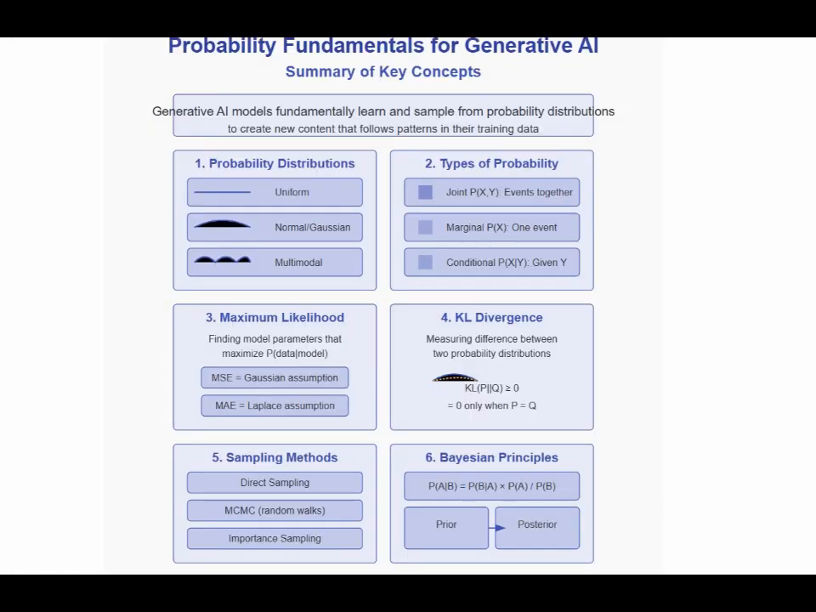Summary of key probability concepts in generative AI. This encapsulates everything we've covered so far about how generative AI works mathematically, from distribution types, uniform, Gaussian, multimodal, to probability relationships, joint, marginal, conditional, to critical techniques like maximum likelihood and KL divergence. We've explored the sampling methods, direct, MCMC, importance, that transform distributions into actual outputs, and Bayesian principles for updating beliefs with new evidence. Together, these fundamentals enable AI systems to learn patterns from data and generate novel, probabilistically coherent content.